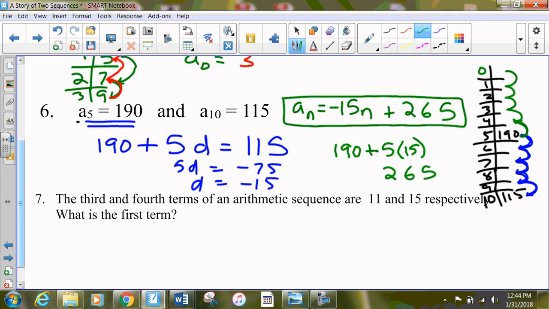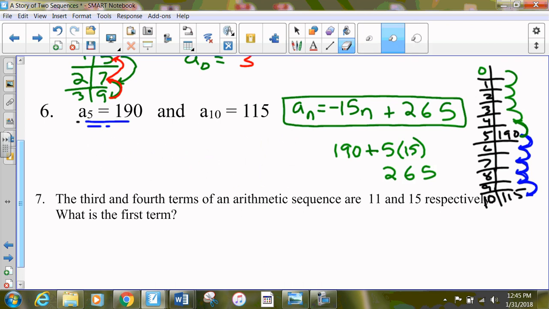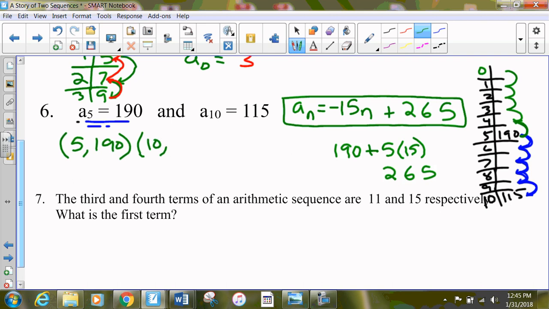Maybe it was 5 and 50. That would be a real bummer. So let's go ahead and talk about what to do when they're bigger numbers and you can't use a table. You can actually set them up as points. Your 5th term is 190, and your 10th term is 115.